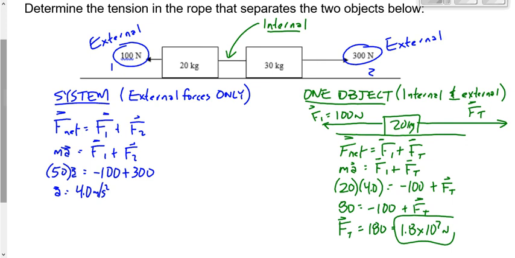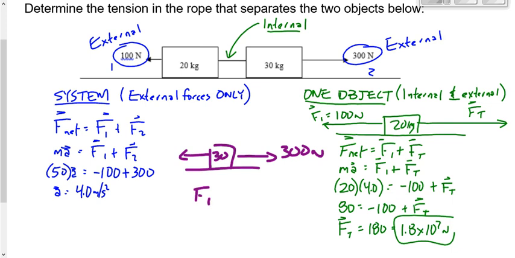Now, I told you to pick one object, didn't matter which object. What would happen if I had to pick the 30 kilogram object? I would have done this. I would have said, here's my 30 kilogram object. Here's a force to the right of 300 newtons. Here's a tension force this way. I would have set it up the same way here, and I would have solved for a force of tension.